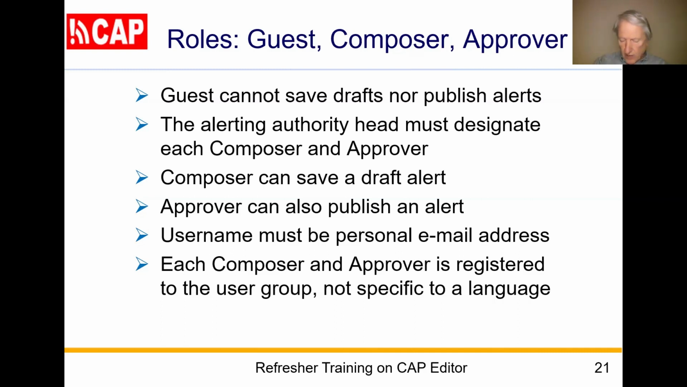In the CAP editor tool, authorized users are people defined in either the composer or the approver role. Really, the only difference is an approver has all the composer abilities plus the publish alert ability. The username associated with your password must be that user's personal email address. It cannot be a role name such as forecaster or shift supervisor. And each composer and approver sets his or her own password.